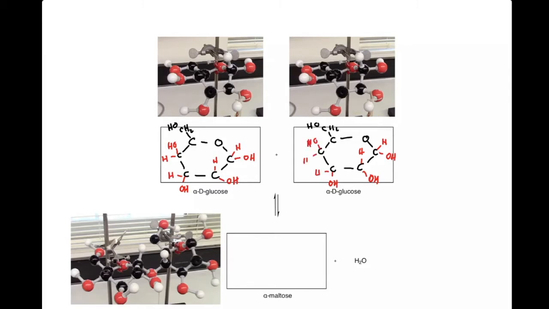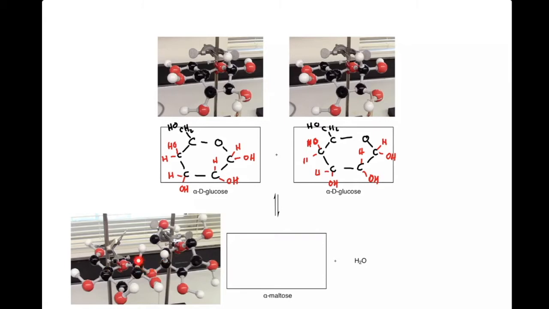Now, in the disaccharide, I'm going to be a little bit more concerned with the up or down of the glycosidic bond. So now we're going to draw D-maltose. Here's a structure of D-maltose. Here's my 6-membered ring, 1, 2, 3, 4, 5, 6. Here's the glycosidic bond right here. And here's the other 6-membered ring.